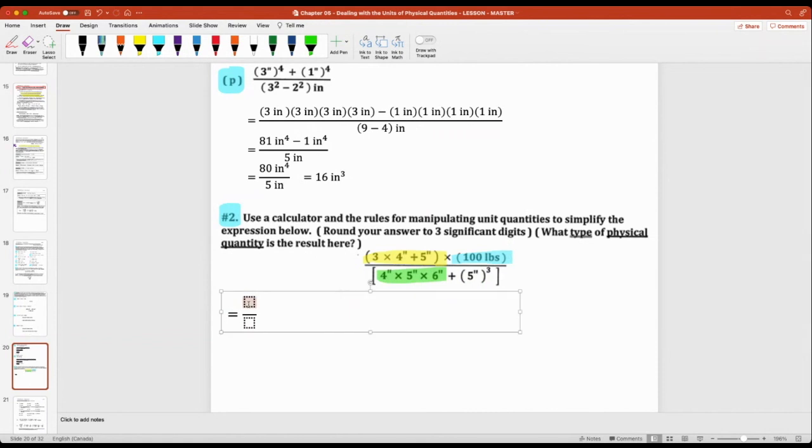What does the yellow part simplify to? Well, if you look there, we actually have two operations in the yellow. We have 3 times 4 inches, which is 12 inches, plus 5 inches. So that part is the yellow part. It's not quite finished, so we will come back to it shortly. Then we have the blue part, and I need to put brackets around this. Let's put some brackets there.